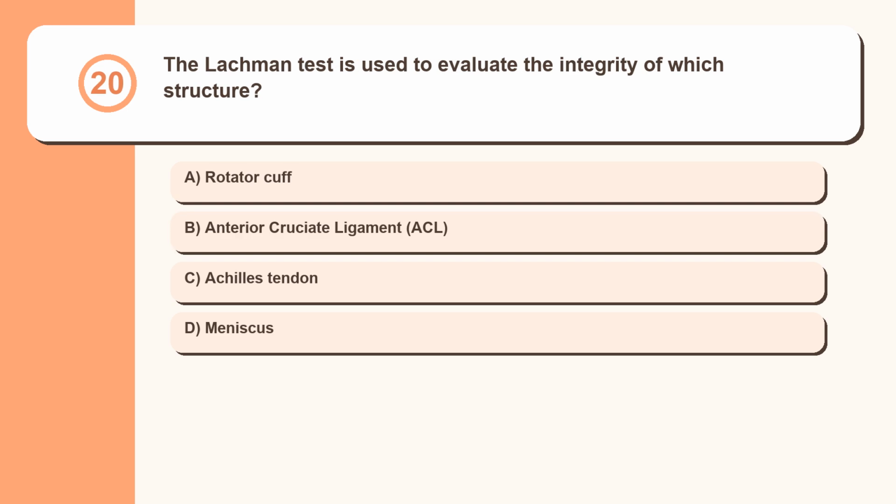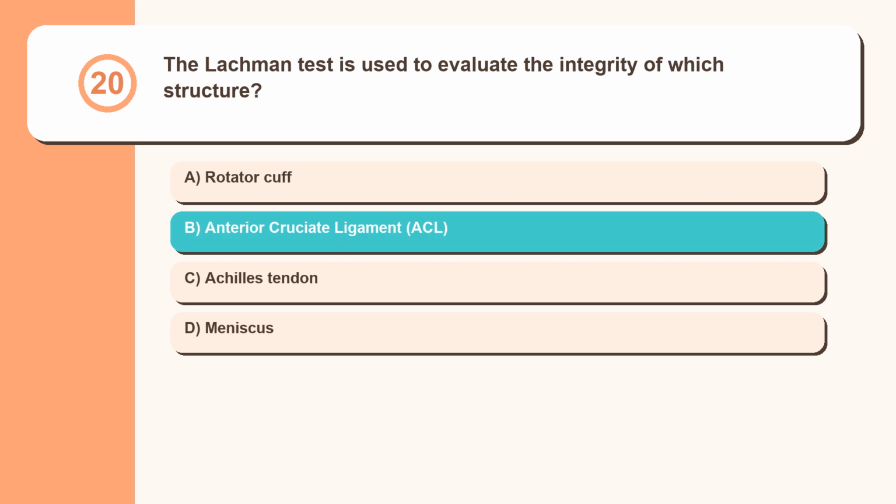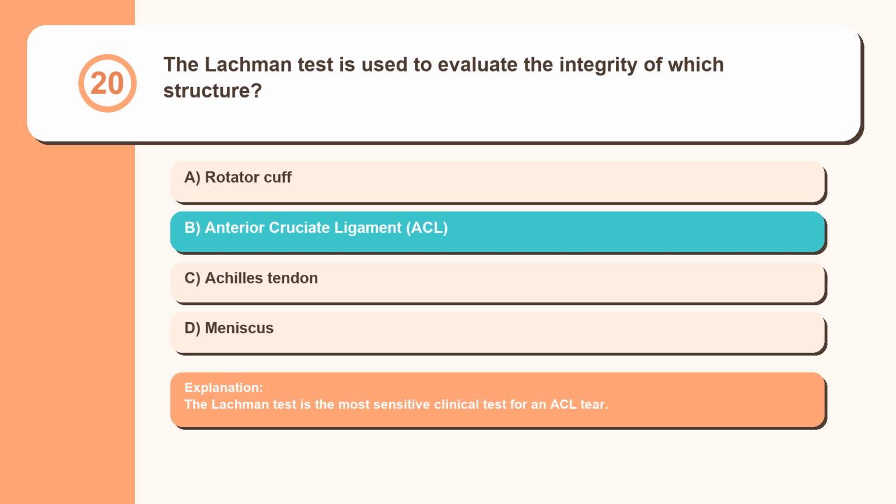Question 20. The Lachman test is used to evaluate the integrity of which structure? Rotator cuff, anterior cruciate ligament, ACL, Achilles tendon, meniscus. The Lachman test is the most sensitive clinical test for an ACL tear.